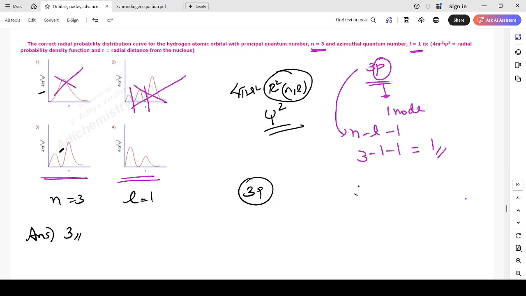But what did I tell you? As you move away from the nucleus, the electron density should increase. But here it is decreasing, right? So it can't be my option. So this is the correct option.